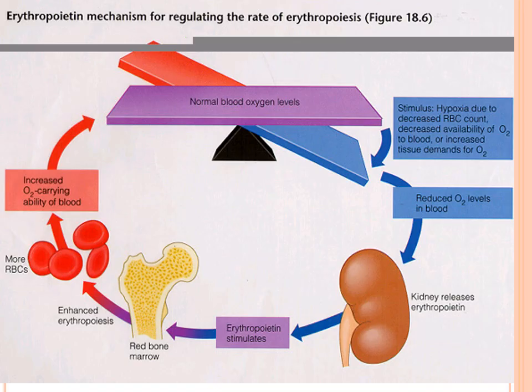Now friends, let me briefly describe the mechanism for regulating the rate of erythropoiesis. Do you know what is meant by erythropoiesis? It is actually the process of formation of RBCs. And what is erythropoietin? It is the hormone which is secreted from the kidneys when there is reduced oxygen levels in the blood. Now first you see the diagram.